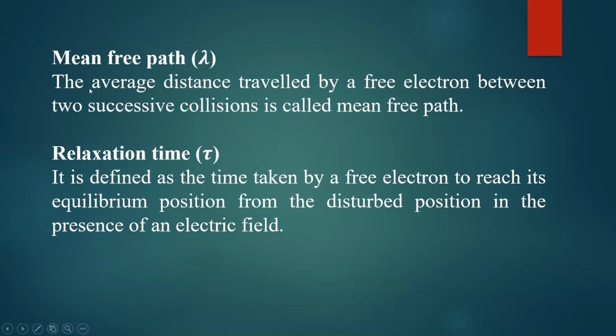We'll see further. Before that, what is mean free path? It is the average distance traveled by free electrons between two successive collisions. It is called as mean free path. Okay, already you have studied in kinetic theory of gases. How much distance is moved from one collision to the next collision, that path is called mean free path.